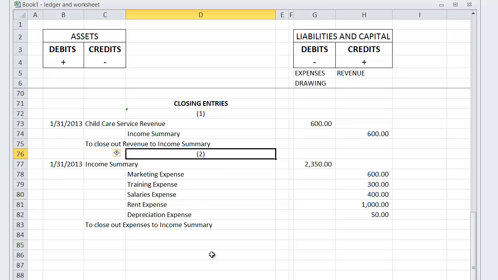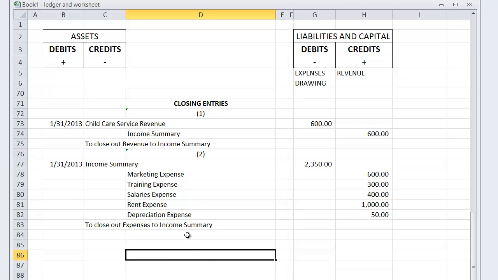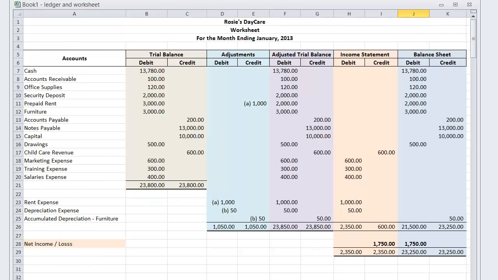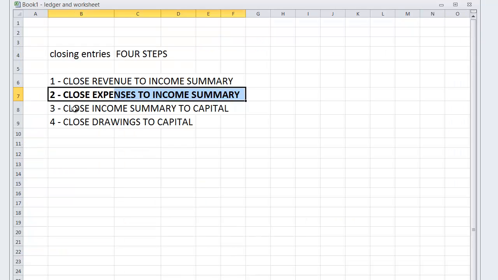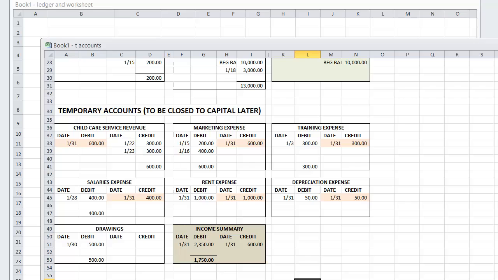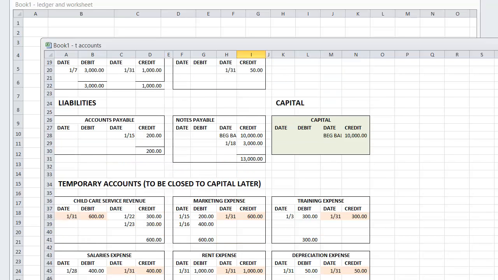So we have here number 2. Now number 3, the thing that we have to do is close income summary to capital. So again, these are transactions that are on our T account. The next transaction that they want us to do is close income summary to capital. So we closed this 6 already. We have to close income summary to capital.